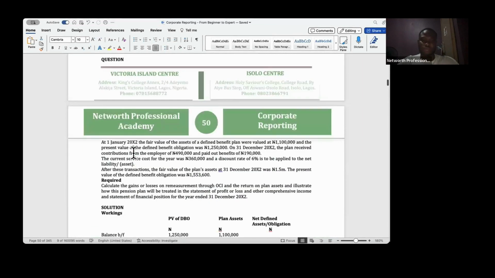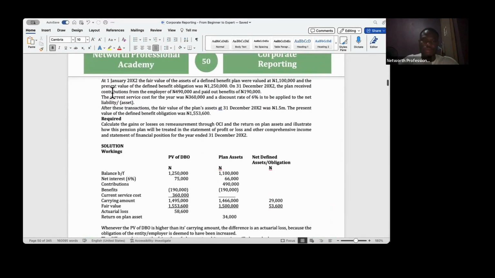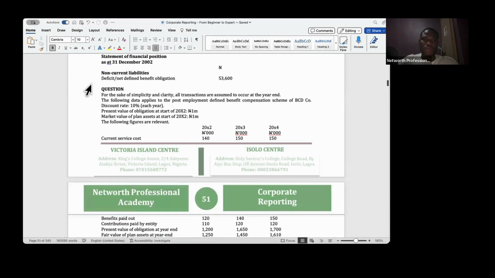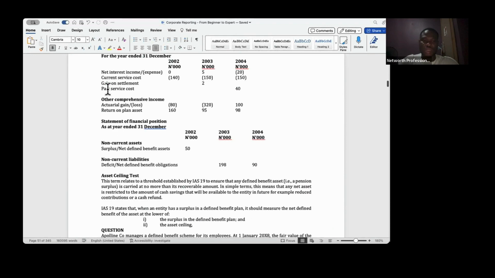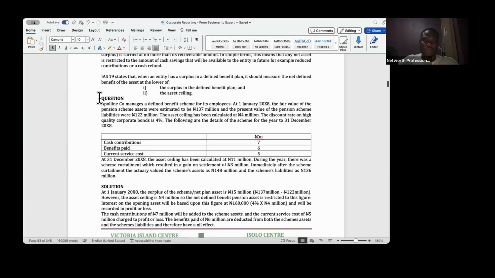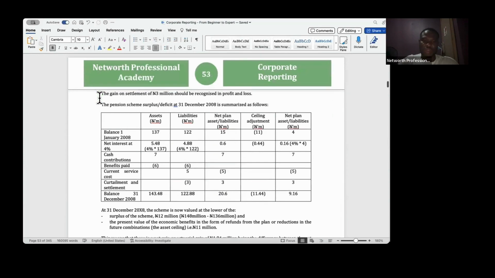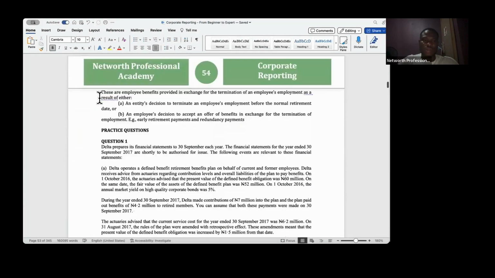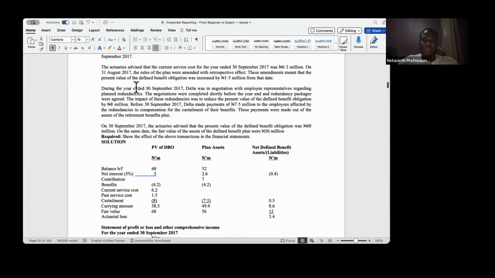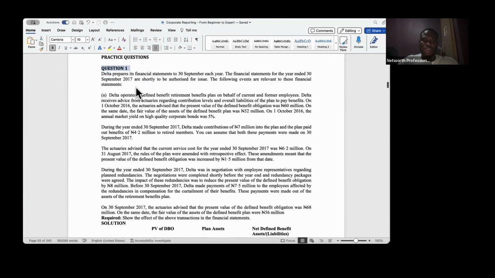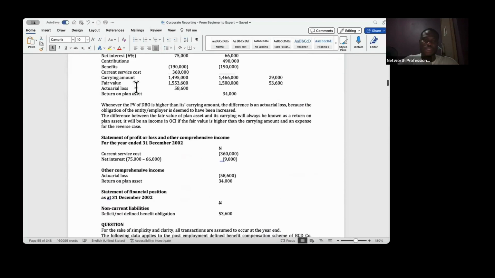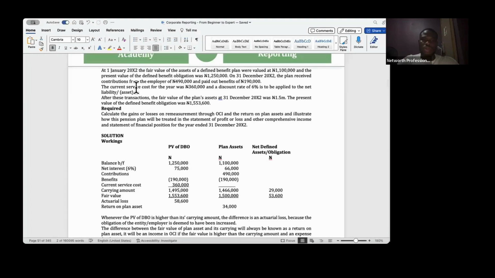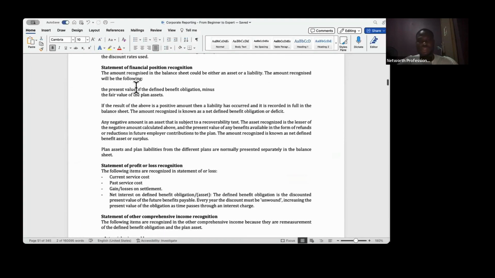So what is left for us in this class next week is that we're going to solve this question, and I'll explain it to you. We'll solve this other question, and I'll explain it to you. Then under asset ceiling, I'll solve this other question too, and explain it to you. Then under practice question, I'll give you this as an assignment. And that is going to be everything for IAS 19. So we hope to finish up IAS 19 next week. And I'm going to call the class over for today.